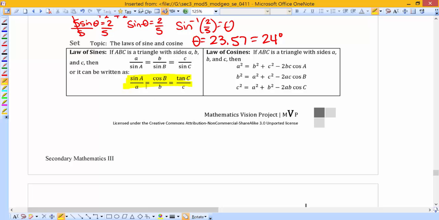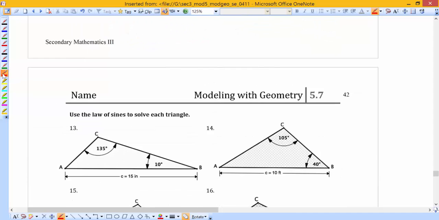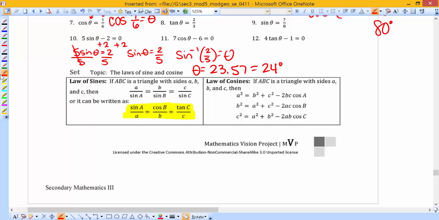This is how I prefer the law of sines. Sine of A over A, cosine of B over B, tangent of C over C. That's okay. There's nothing wrong with that, but I actually do mine a little differently. I prefer the law of sines, and I don't know if they have it written here at all. I prefer the law of sines as sine of A over A.